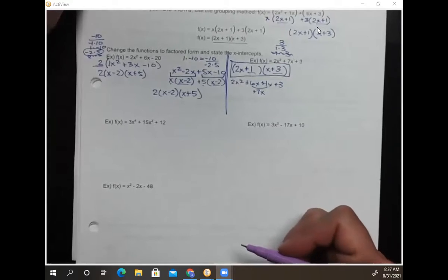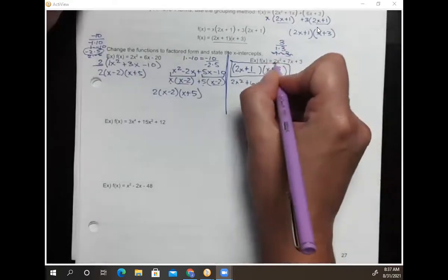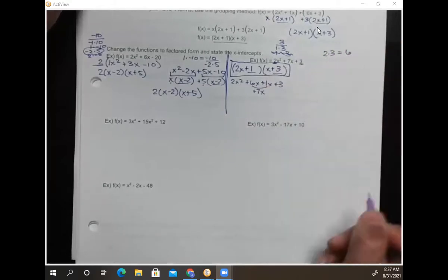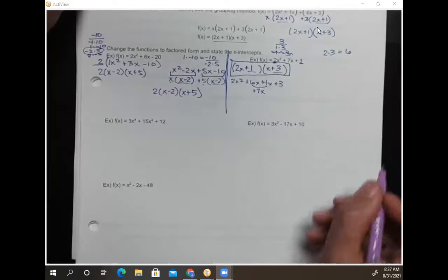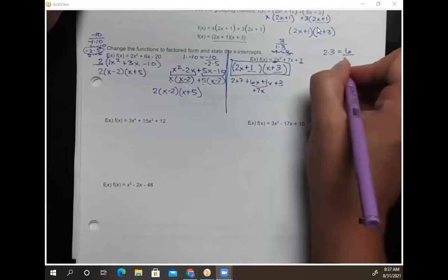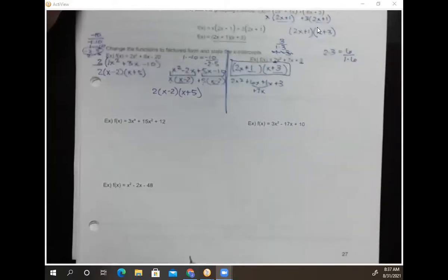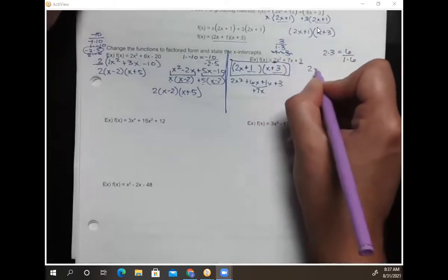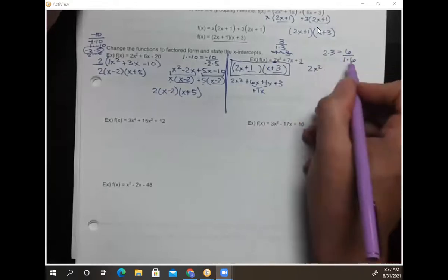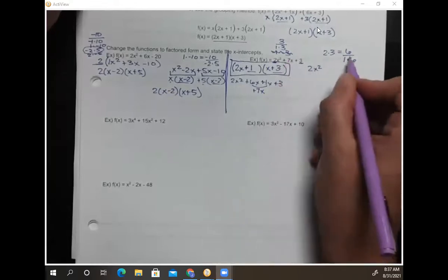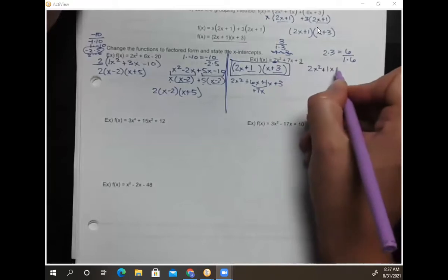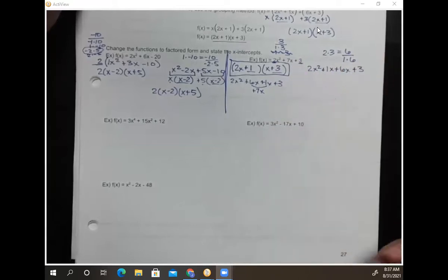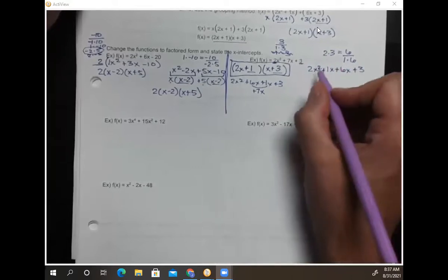For AC method, what we're going to do here is start by multiplying the A and the C. So 2 times 3, that gives me 6. Now I want factors of 6 that add to 7. Well, that would be 1 and 6. Now I'm going to rewrite this, keep that first term the same, by splitting up the middle term using the factors I've chosen. So plus 1x plus 6x, and then keep that constant term at the end the same. Now I've rewritten this in 4 terms.